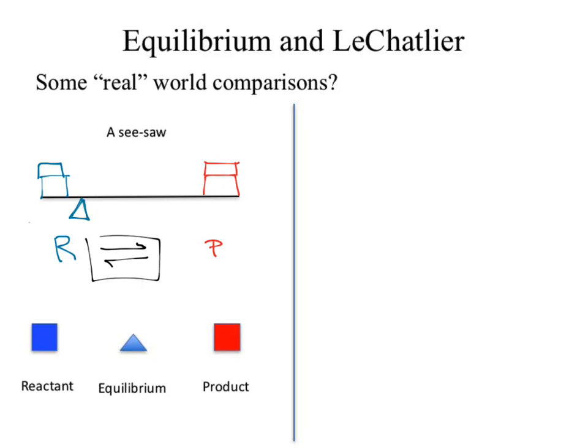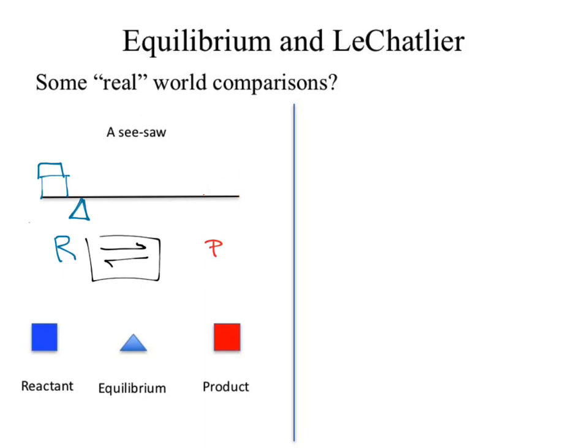What happens now? The product side goes down. How do I get the product side up? Put more reactants on. I need less weight on the product side, so the fulcrum does need to be towards the product side. And what ends up happening?